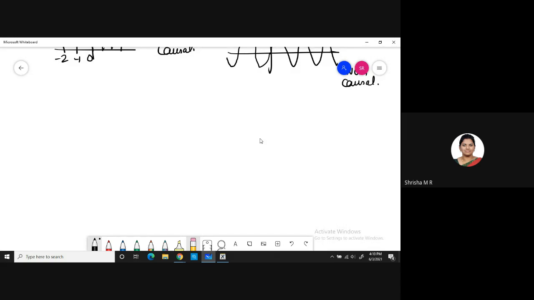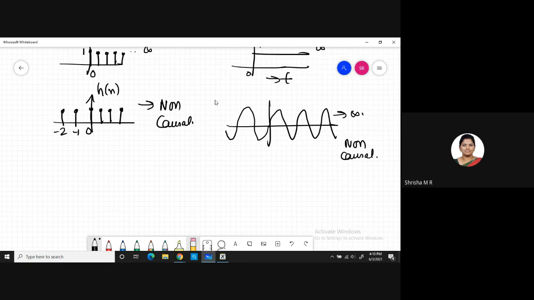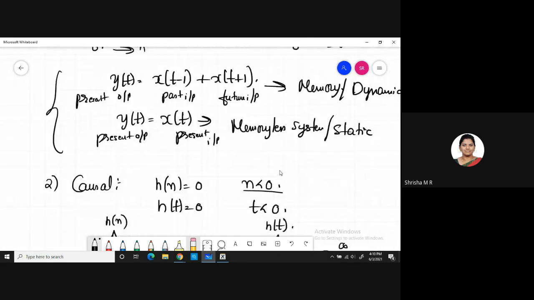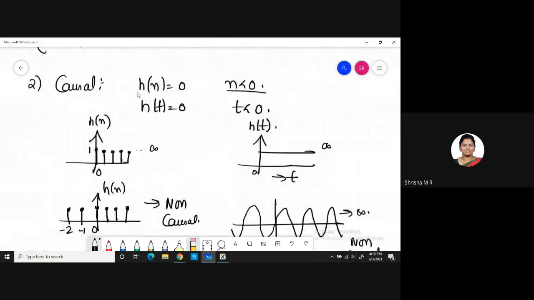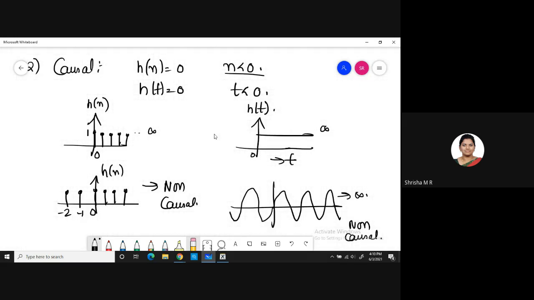Now we shall see stable. Can you draw a little bit up, ma'am? H of n is equal to 0 for n less than 0. H of t is equal to 0 for t less than 0. Done? Are you guys following? Do you have any doubts?